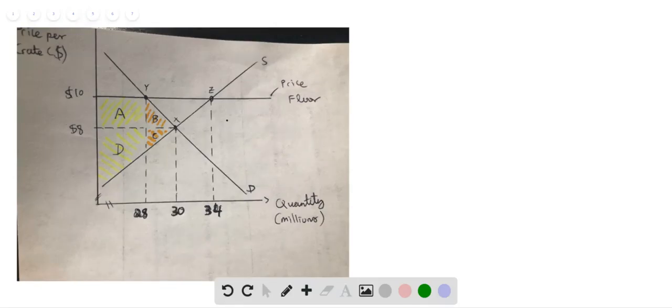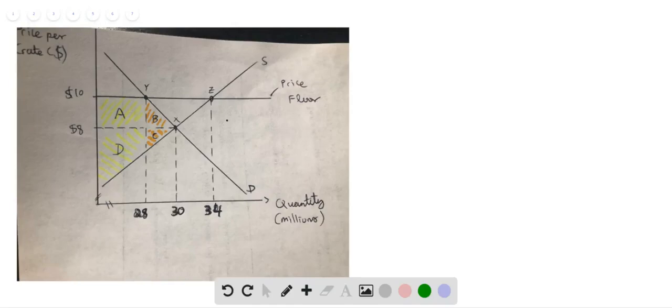And lastly, you want to see what has happened to apple producers. Have they benefited from this price floor? And if so, how have they benefited? The way to quantify that is to look at producer surplus. So producer surplus, remember, is the area above the supply curve and below the price.